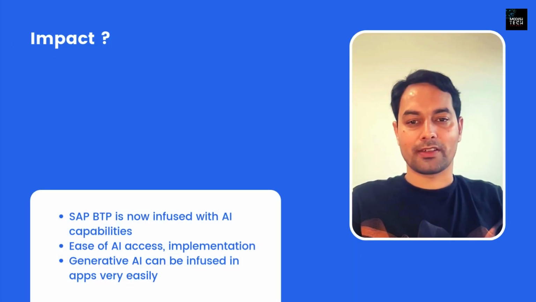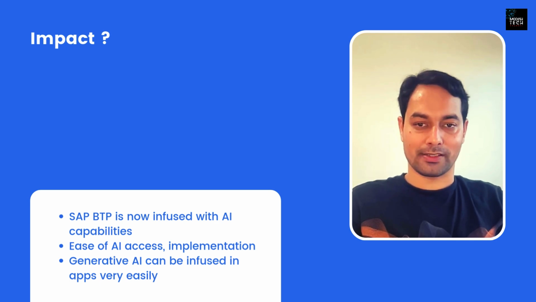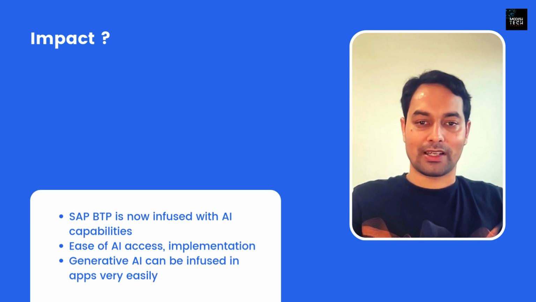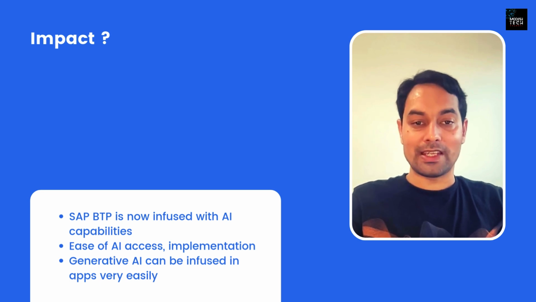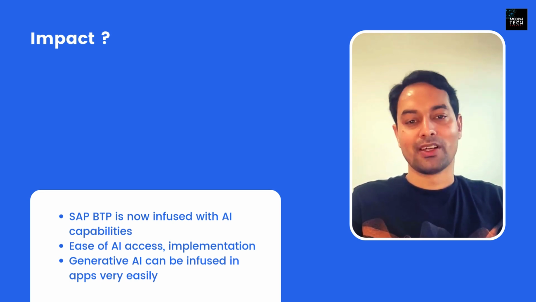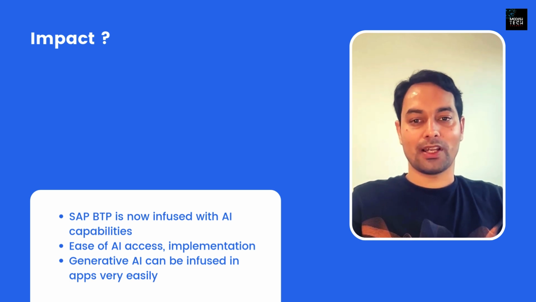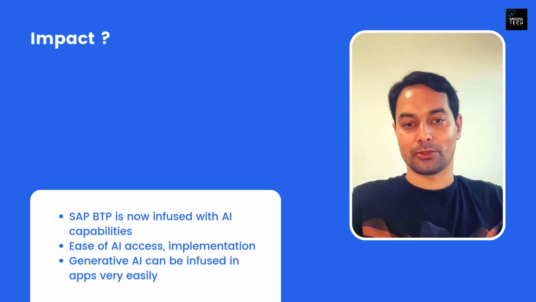So, what's the impact? I think I have briefly touched upon it in the previous slide. It just gives you the ease of access. So, AI is now something you can access very easily on SAP BTP. It's just one umbrella under which you're using different Gen AI models in terms of generative AI, and then you're playing around with it and seeing which model works best for your scenario.